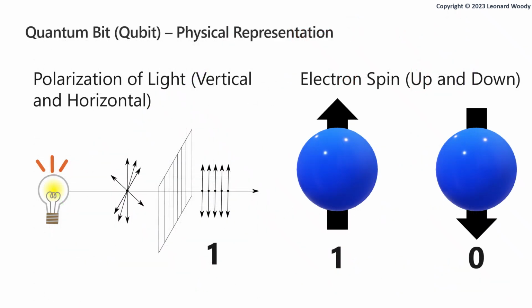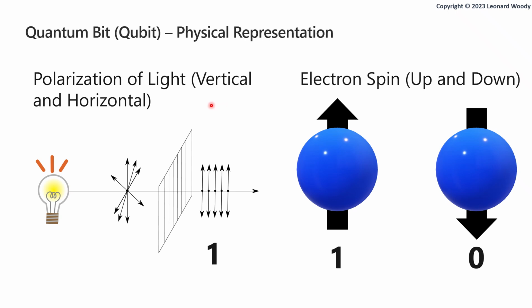Okay, now that we have a linear combination down, let's talk about a quantum bit, or a qubit, and its physical representation. To represent a quantum bit, we need a two-level quantum system. There are a number of different quantum systems we could use. I just have two examples here.